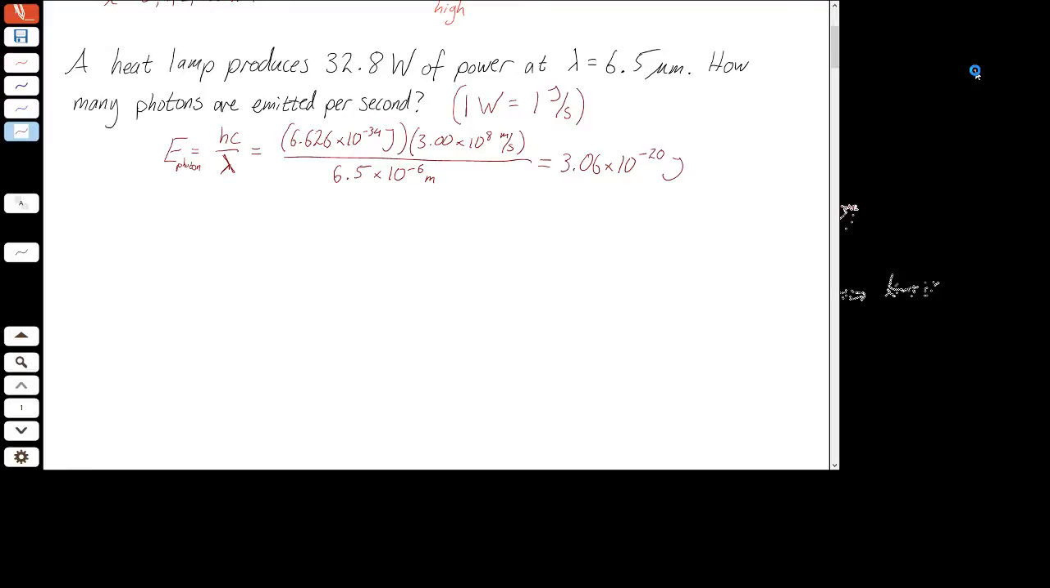So remember that photons are really small. They have a tiny amount of energy. So that energy of a photon, even if it has a very small wavelength, should still generally be pretty small. All right, so that's the energy of our individual photons.